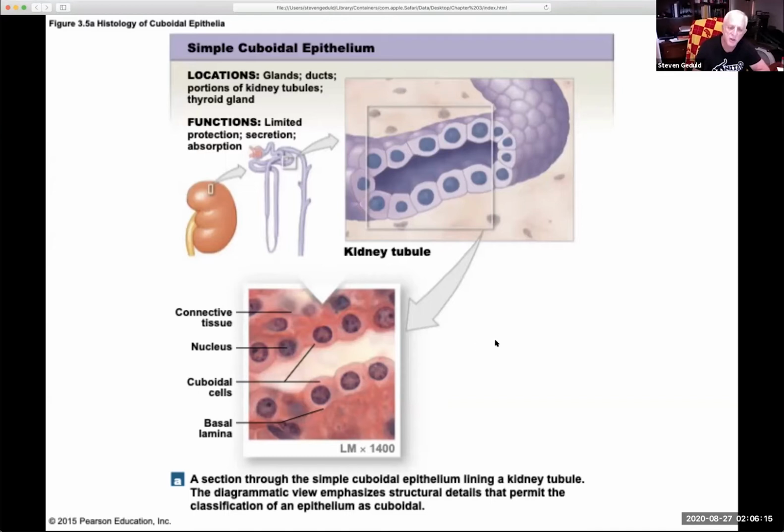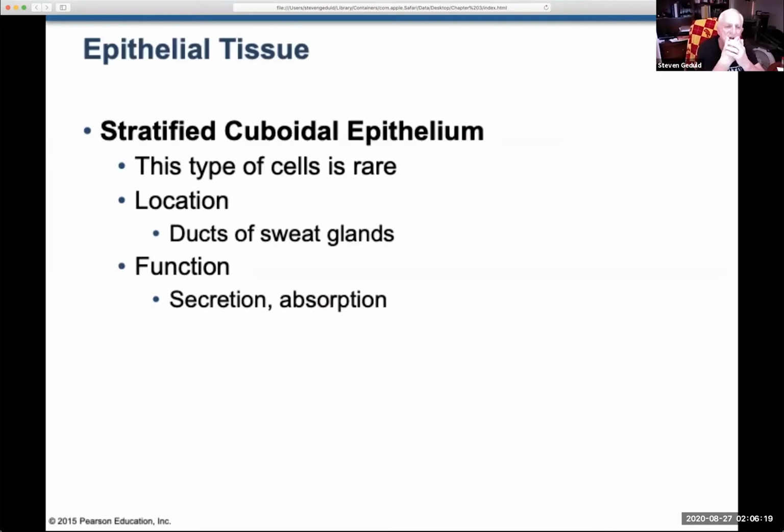So, simple cuboidal epithelium. Now, stratified cuboidal epithelium. Stratified means two or more layers. Cuboidal means the shape of a cube. This type is really very rare. It's found in the ducts of sweat glands, and it is for secretion and absorption.